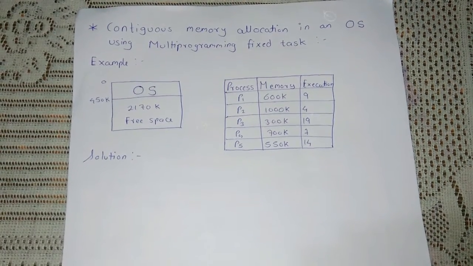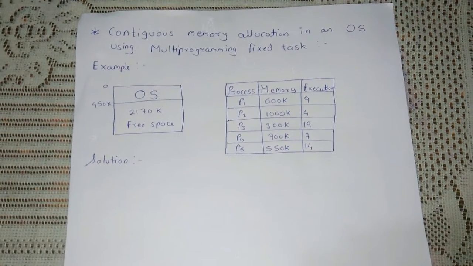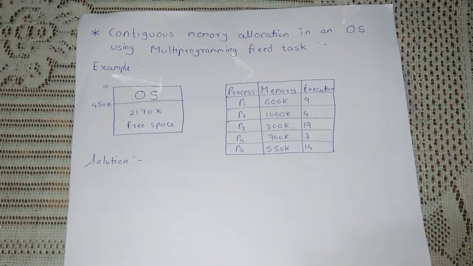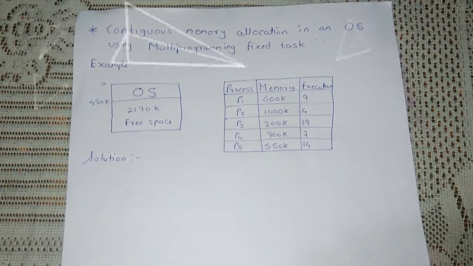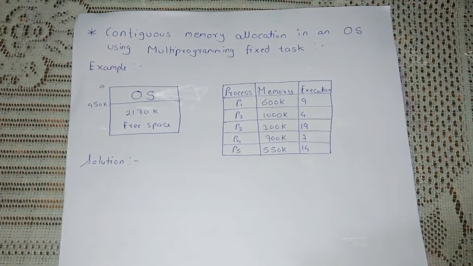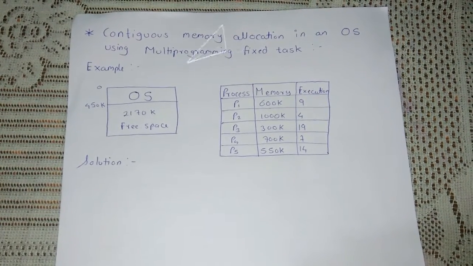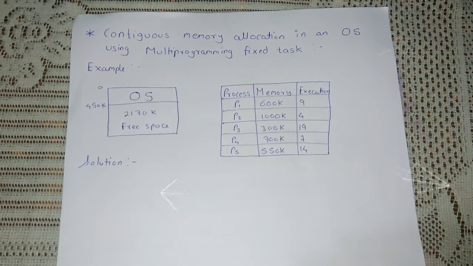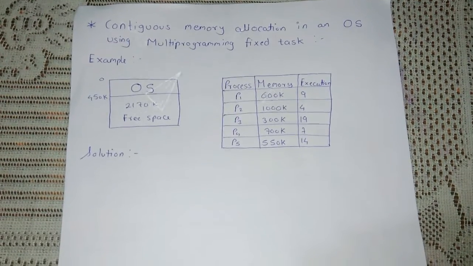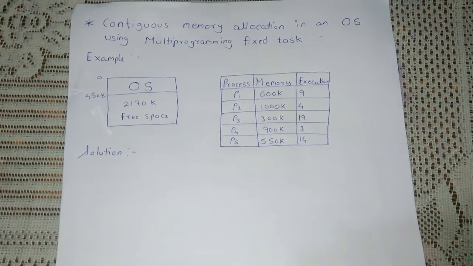Now I'll tell you that this contiguous memory is partitioned in two ways, that is MFT and MVT. MFT stands for multiprogramming fixed tasks and MVT stands for multiprogramming variable tasks. In this video we are going to learn about multiprogramming fixed tasks. So what is multiprogramming fixed tasks? MFT is one of the oldest memory management techniques in which the memory is partitioned into fixed size partitions and each job is assigned to a partition. The memory assigned to a partition does not change. This is known as MFT, that is multiprogramming fixed tasks.